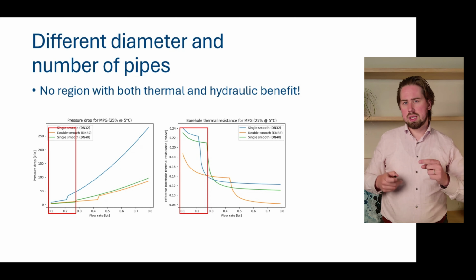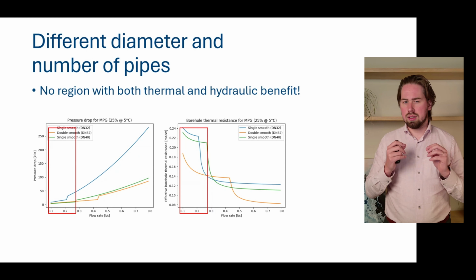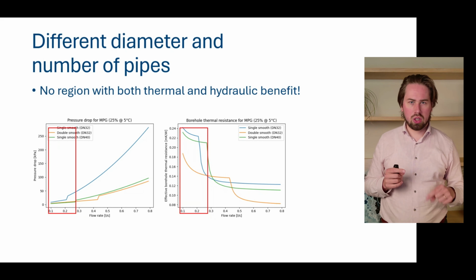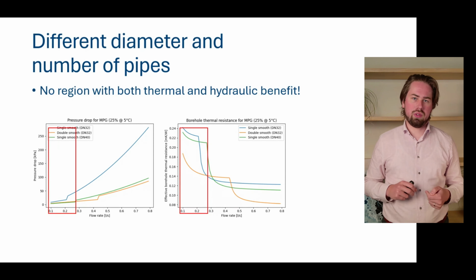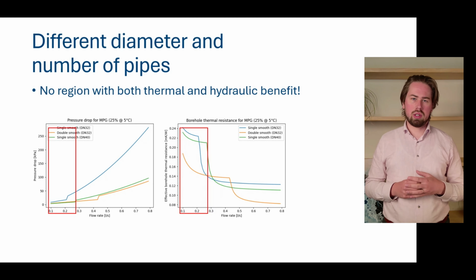So if we mix both single and double U and pipe diameters in the same question, or we broaden the scope, then it's not the case that our double U is always better from a thermal and hydraulic perspective. Because in this case, from a hydraulic perspective, the single DN40 is better, and from a thermal perspective, the double DN32. So it just depends on what you're looking at.